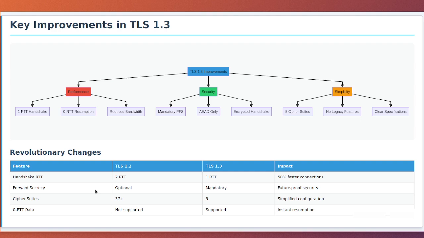The removal of legacy features is equally important. TLS 1.3 eliminates RSA key exchange, compression, renegotiation, and non-AEAD ciphers. Each of these features has been the source of vulnerabilities in the past. By removing them entirely, TLS 1.3 prevents entire categories of attacks from being possible.